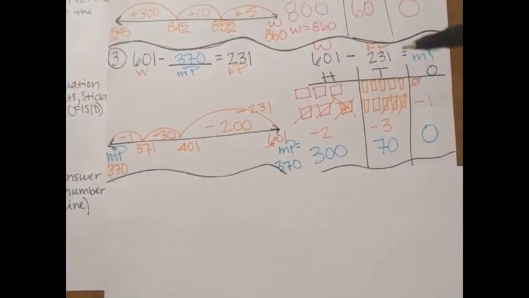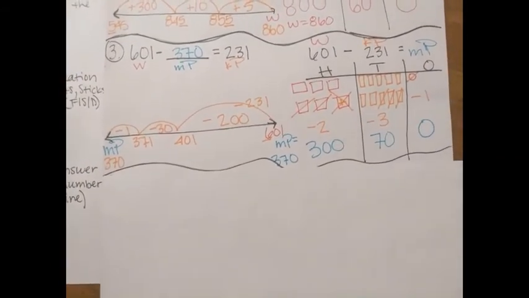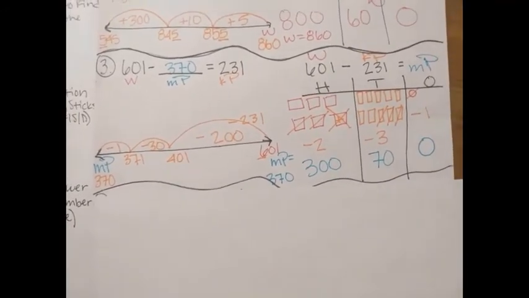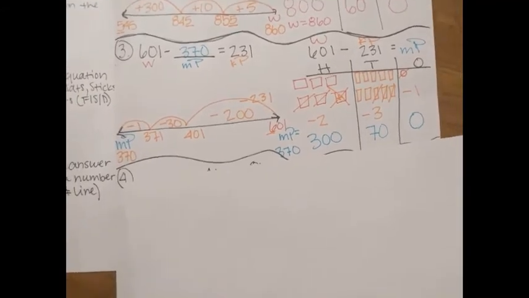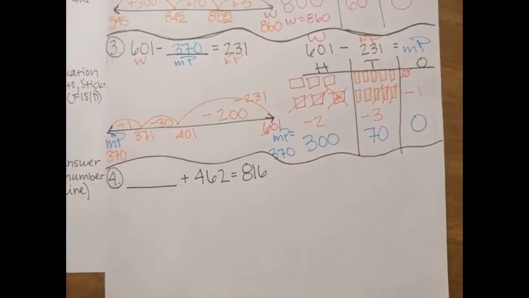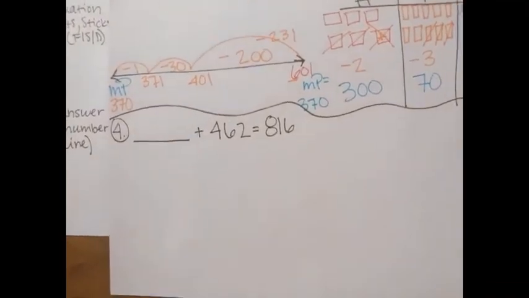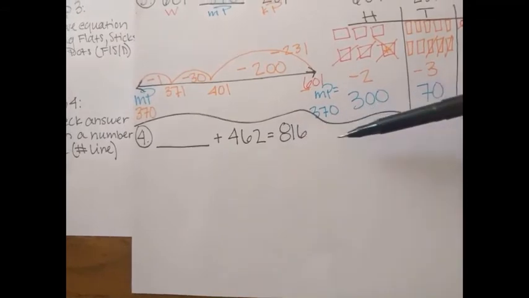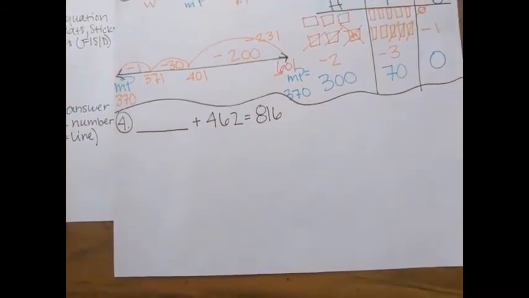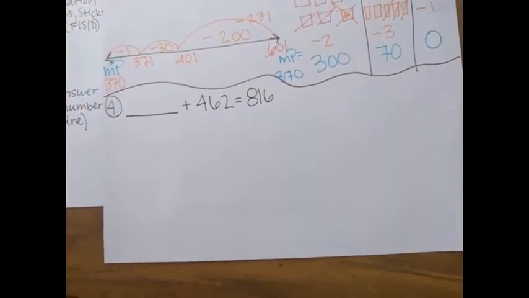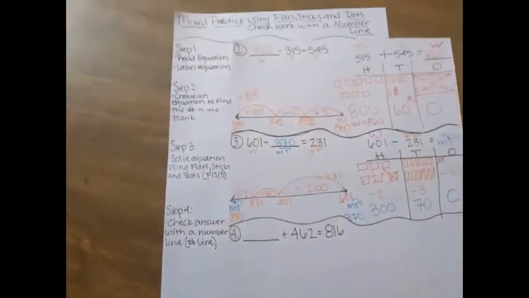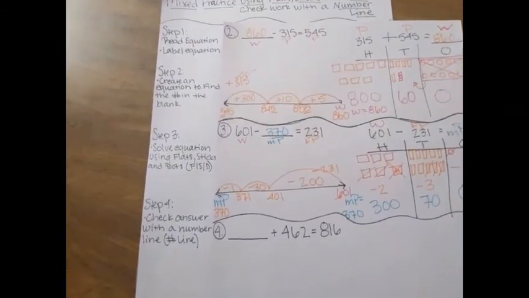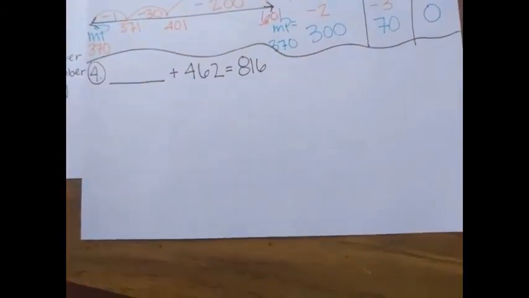So, if you got this correct, go ahead and give yourself a pat on the back. And if you are working to get the correct answer, give yourself a pat on the back. Way to go. So we're going to move on to our fourth example. It says blank plus 462 equals 816. Go ahead and solve this equation all on your own using our 4 steps. And when we come back, we will share and compare. Give yourself 1 minute to solve.